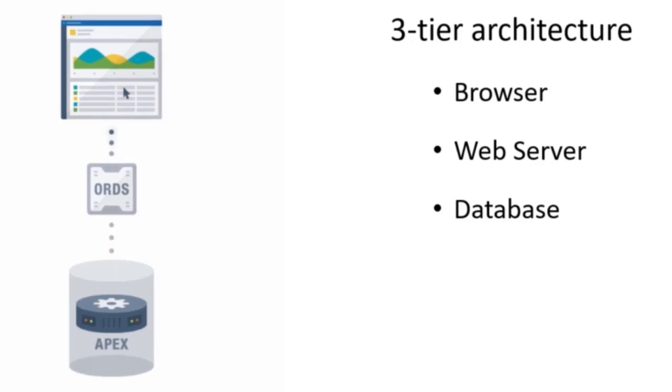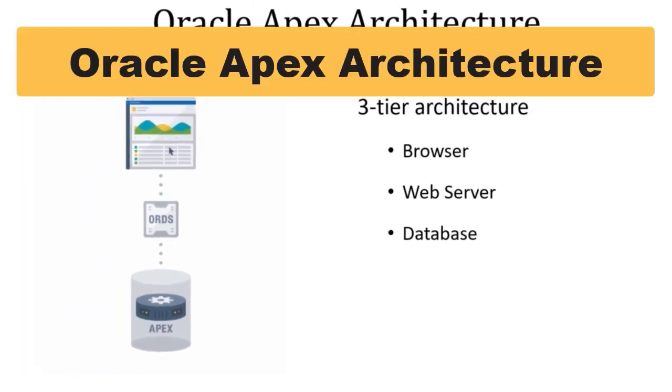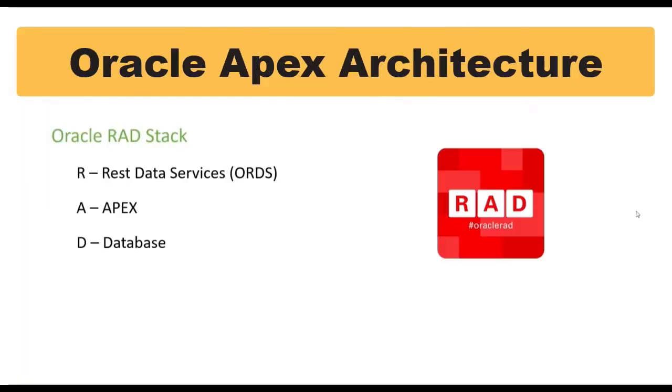So this combined technology stack is called the Oracle RAD stack. The R stands for REST Data Services. It's ORDS, which means Oracle REST Data Services. It bridges HTTPS and the Oracle database, serves Java applications, and provides RESTful APIs.